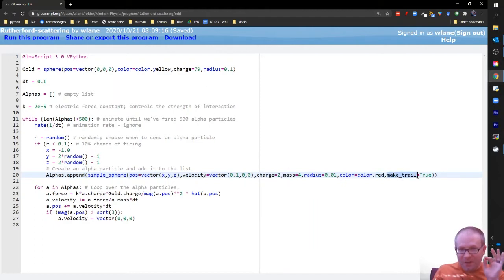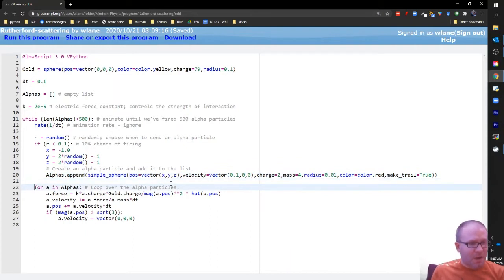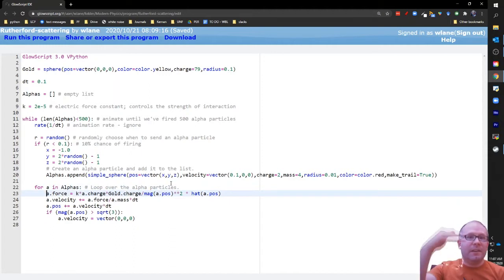Here's an important thing. We're going to turn on make trail. This is going to be great because wherever these things go, there's going to be a trail behind, which is what you would be able to detect in your scattering experiment. All right, so here we're going to loop over all the alpha particles in the list. We're saying for A in alphas. We got to do a few things. We got to calculate the force, update the velocity, and then update the position.